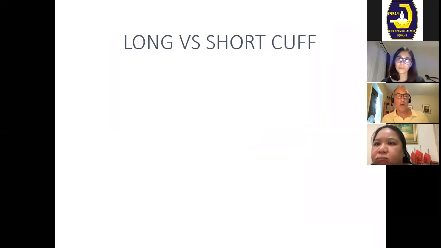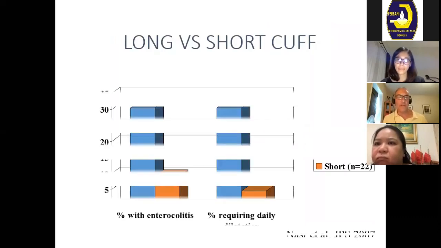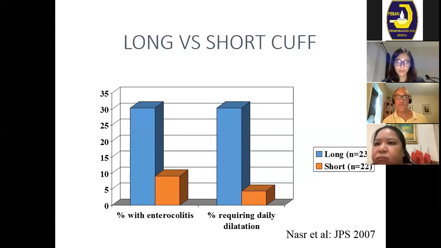Now, what about the long cuff versus the short cuff? I switched over from leaving a very long cuff to making a very short cuff because I was finding that there were a significant number of kids that had enterocolitis afterwards, or that required daily dilatation because that longer cuff rolled down and caused obstruction of the pull-through.